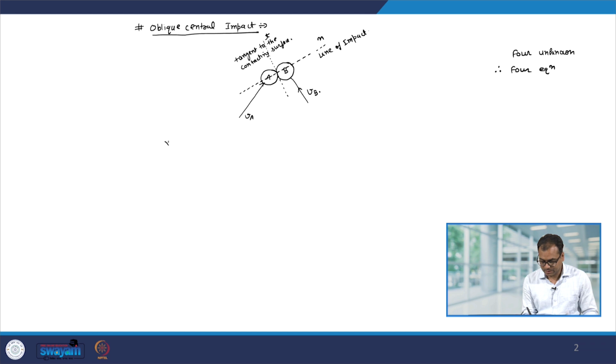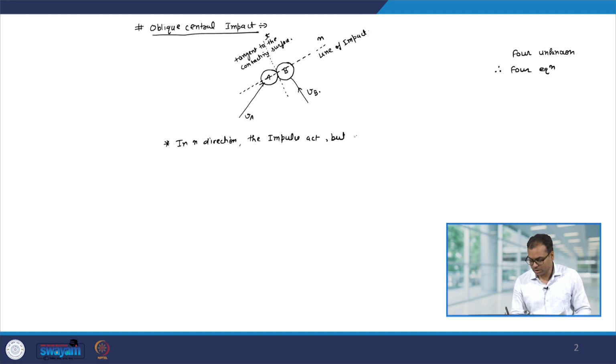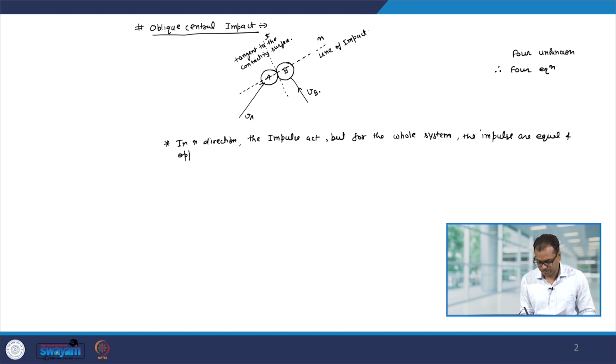Okay. Now, in the n direction, that is along the line of the impact, the impulses act, but for the whole system the impulses are equal and opposite. Therefore, the conservation of total momentum will hold. Okay. So, we are talking about the n direction.